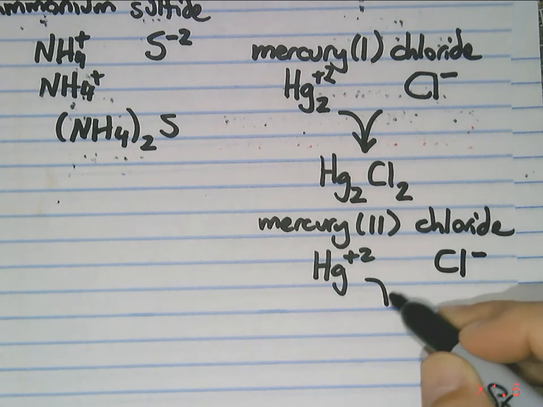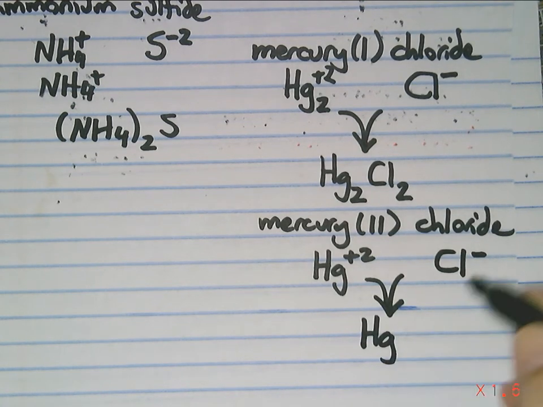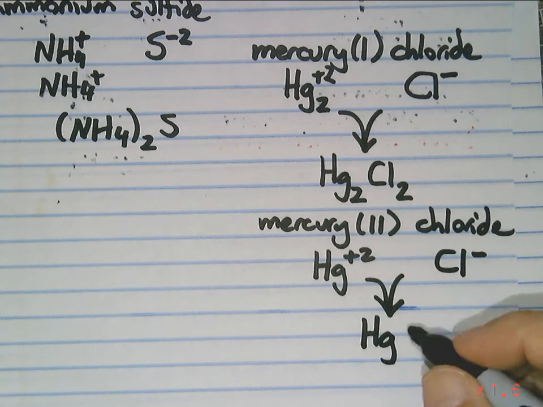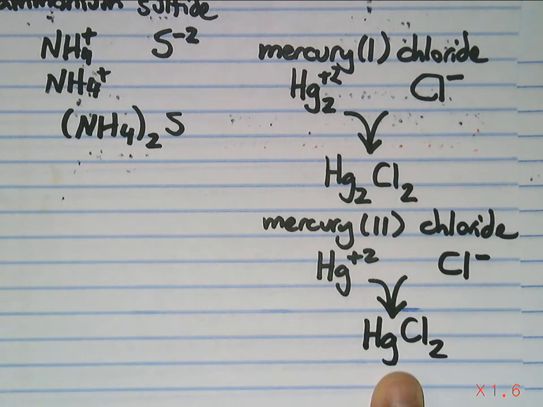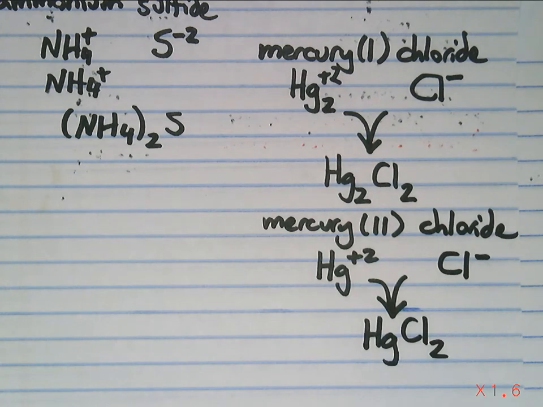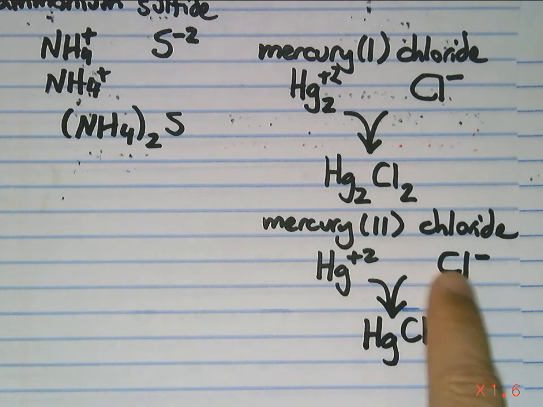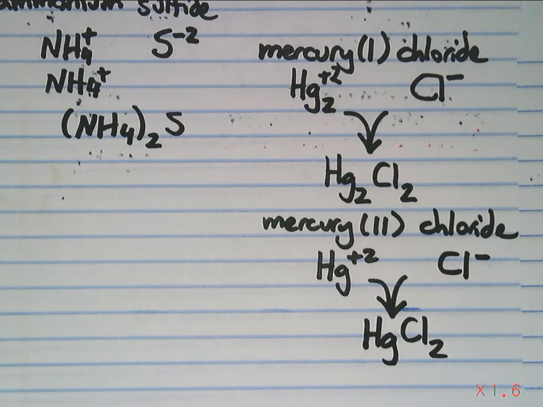So when I put it together, I'm going to get 2 chlorides for every one of these. So this is mercury 2 chloride. It has 1 mercury. And this is mercury 1 chloride. It has 2 mercuries. And that shouldn't confuse you because you should be naming this thing from the ions that are inside of it, not looking at the finished formula.